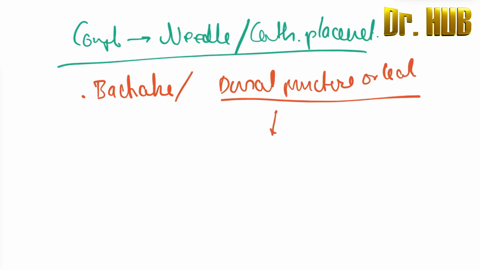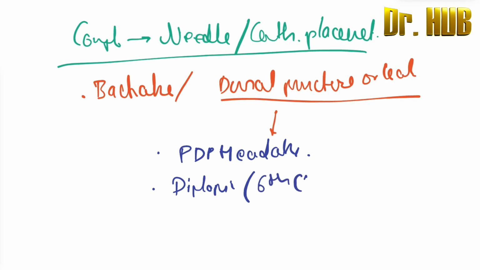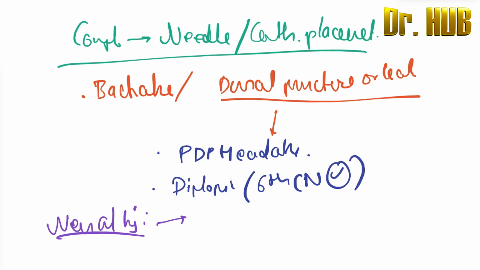Under the dural puncture or leak, it may be due to postdural puncture headache, as well as diplopia. In diplopia, there is involvement of the sixth cranial nerve, which is most commonly affected. Next, we look at neural injury. It can be due to nerve root or spinal cord damage.